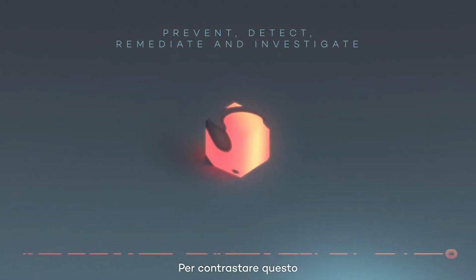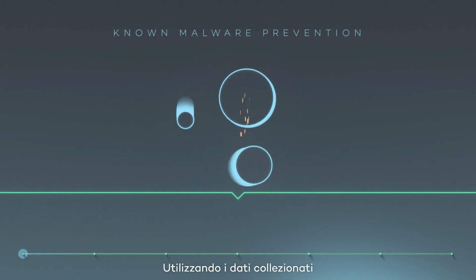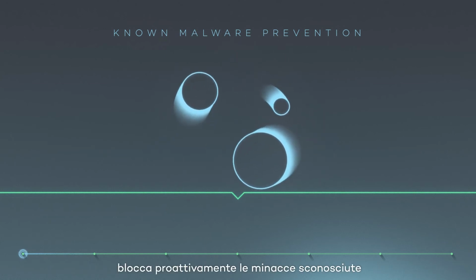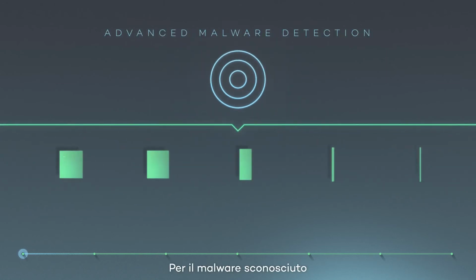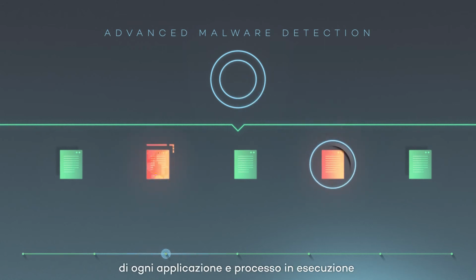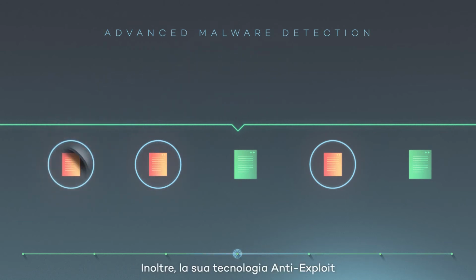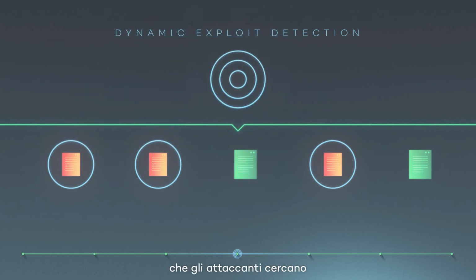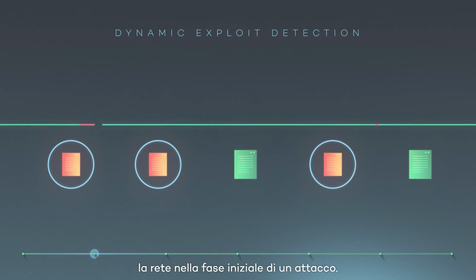To fight this, Panda Adaptive Defense has a cycle of its own. Using a vast collection of reputation services and cloud data, Adaptive Defense proactively blocks known threats during the delivery stage. For the unknown malware, Adaptive Defense relies on continuous in-depth monitoring of every application and process running, using big data and machine learning. Also, its anti-exploit technology identifies the vulnerabilities attackers look for and the techniques they use to breach into networks in the early stage of internal attack.